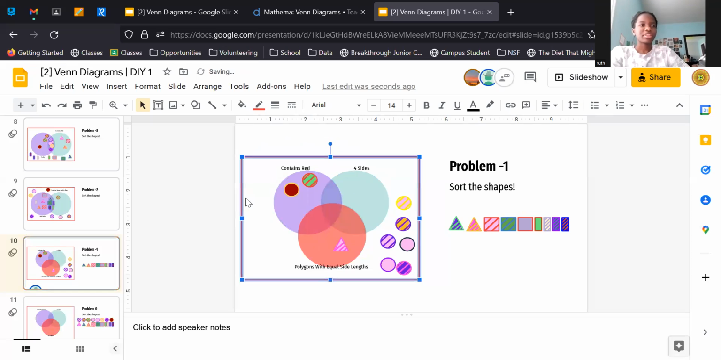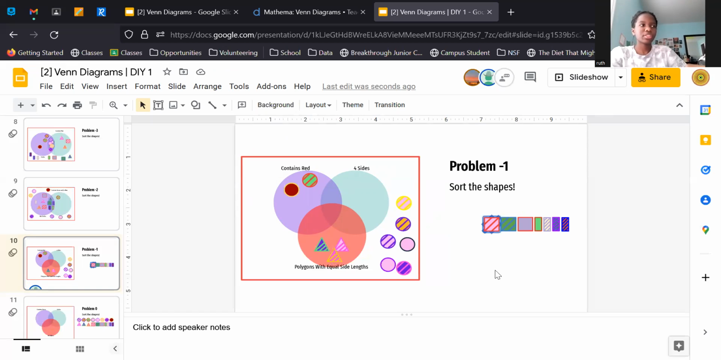Okay, never mind. Okay. And this one goes here as well. And so does this one. So this one both contains red and has 4 sides, so it goes in this intersection. This one has 4 sides.